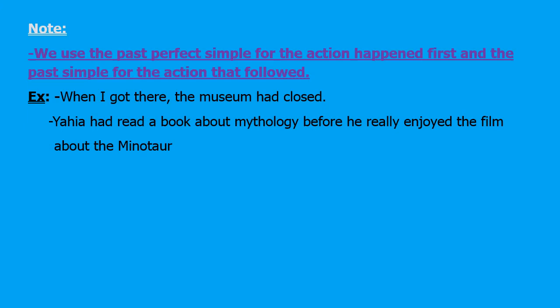For example, when I got there, the museum had closed. Which one happened first? Okay, the museum had closed. This happened first. Then I got there. This is action number 2.